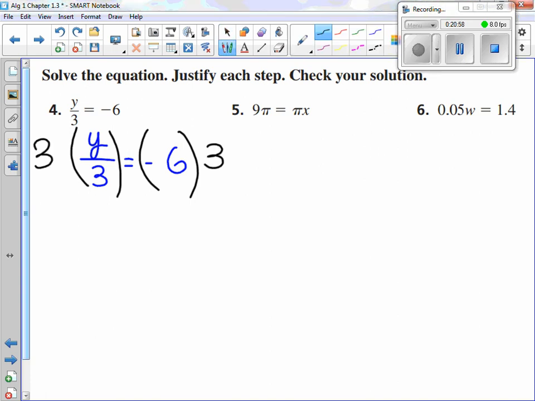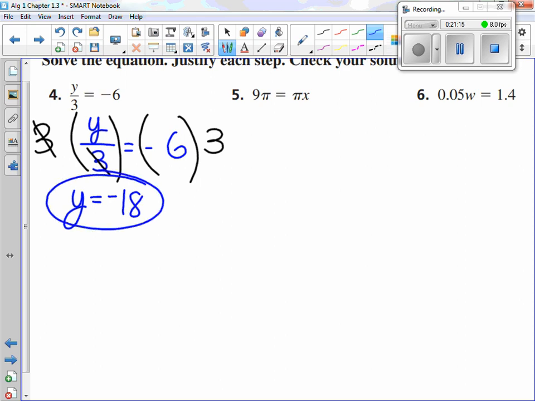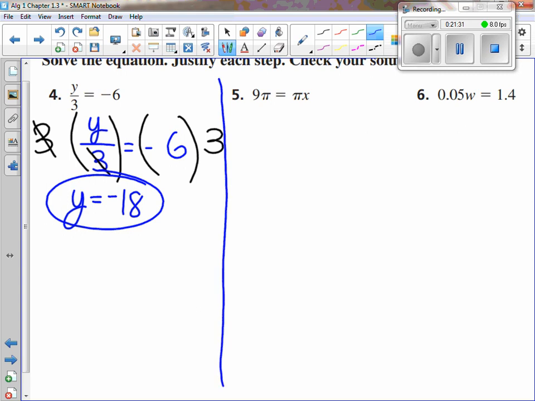Now when we multiply both sides by 3, this 3 will simplify out with this 3 here, leaving me with just y is equal to, well, negative 6 times 3 is negative 18. And that's our answer. Our justification is that we used our multiplication property of equality to get y by itself, and we multiplied both sides by 3, and we got our answer here. And that's it.